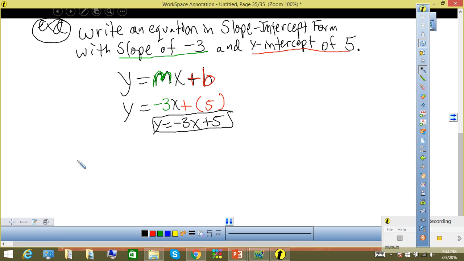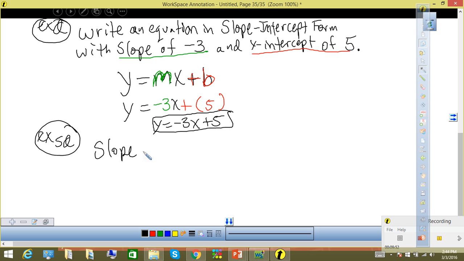All right, underneath that, I want you to write this next one, example super Q. You don't have to write the instructions anymore, but I want you to find me an equation that has the slope of 6 and y-intercept of -2. Copy that and write me my equation. Go.